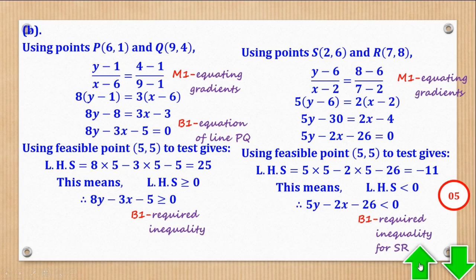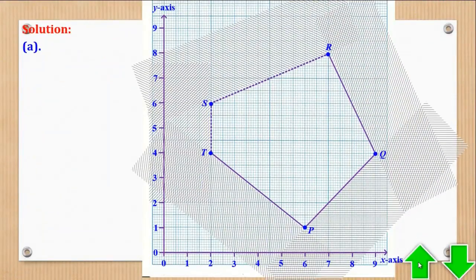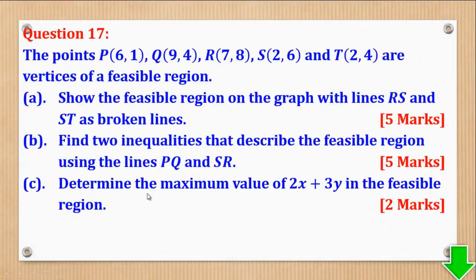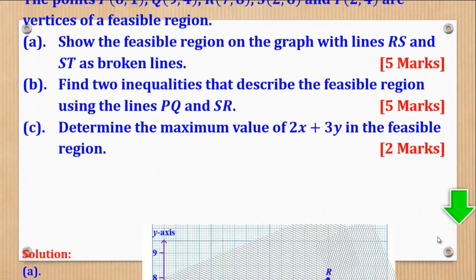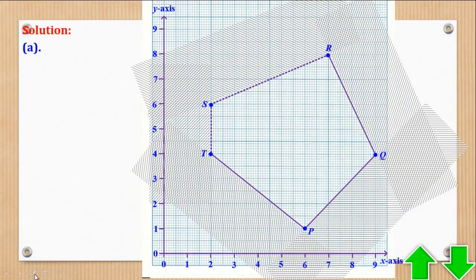Now we shall go to part C. Part C says determine the maximum value of 2x plus 3y in the feasible region. So maximum means you look for the points at the extreme right and also extreme top. But that point should not be on a dotted line. So this point is off, this is off, and this is off. Even if it's an intersection of a dotted and a continuous line, you don't include it.